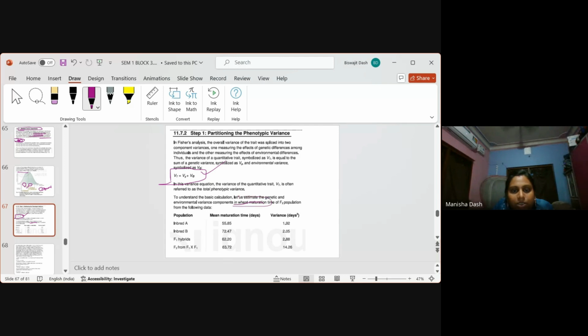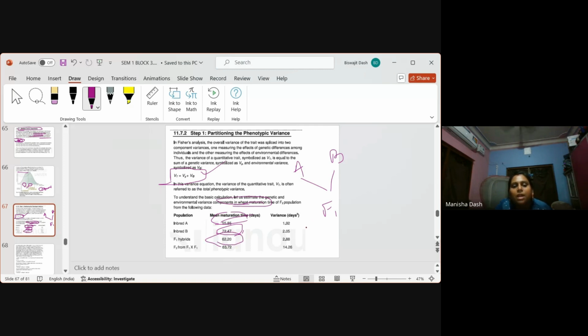So the wheat maturation time. This is a population of a wheat plant. What we can observe are the mean maturation times of different inbred lines. This is parental line A and parental line B. Parental line A has a maturation time of around 55 or 56 days, and inbred line B has a maturation time of around 72 days. As they are hybrid, the F1 will have a maturation time somewhere in the middle between 72 and 55, which is nothing but 62.